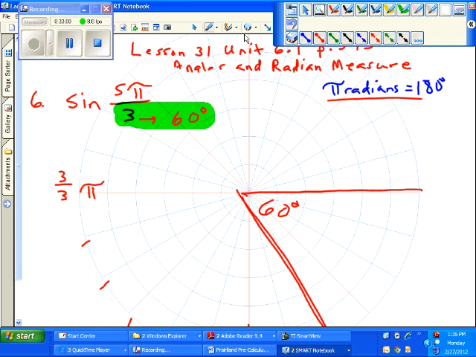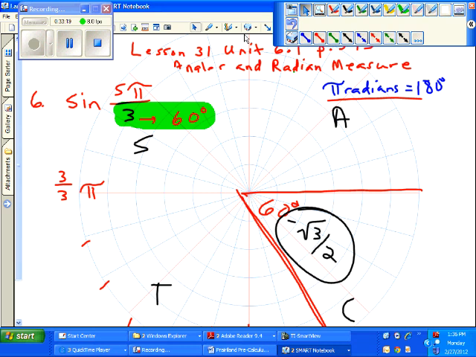Now, what is the sine of 60 degrees? Square root 3 over 2. But with all sine, tangent, cosine, is sine positive or negative in quadrant 4? Negative, so my answer is negative square root 3 over 2. So we need to know what's positive and what quadrant.